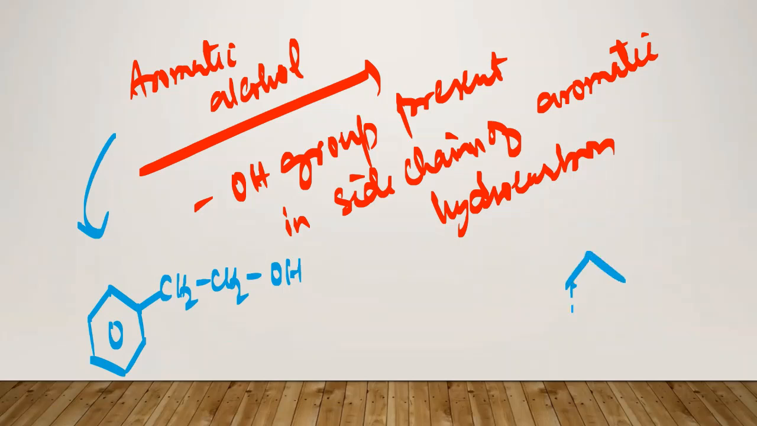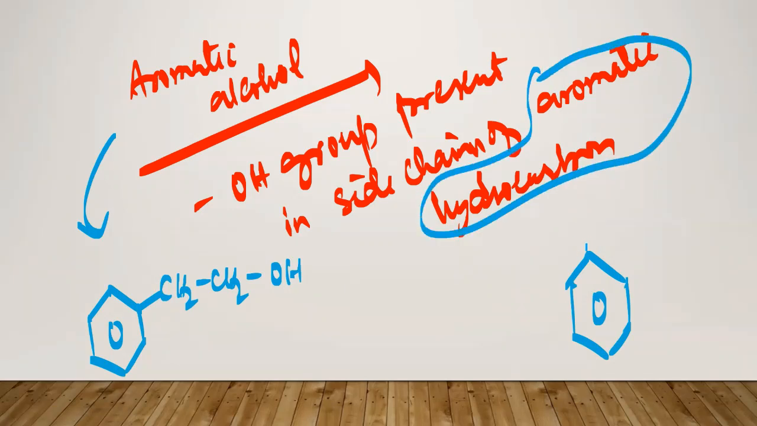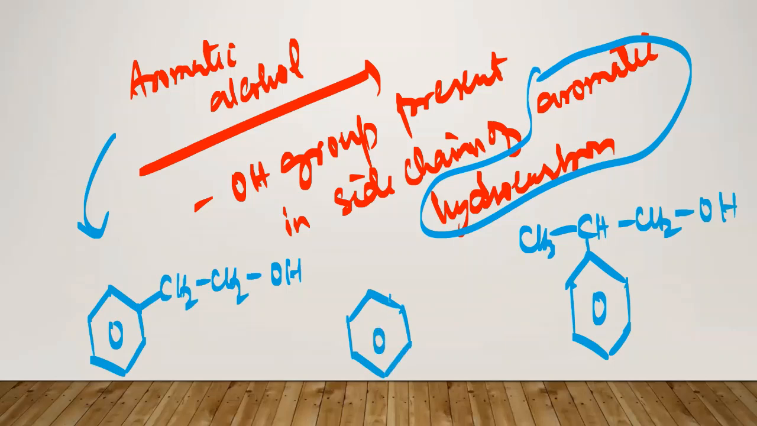Let's take one more example. Benzene is an aromatic hydrocarbon, so this is your aromatic hydrocarbon, my dear friends. Let's take one side chain here. Have a look, and this will become your aromatic alcohol. Let's take one more example. Take benzene and attach CH3 groups and OH. And this will become your aromatic alcohol. I hope you have understood this. Let's go further.